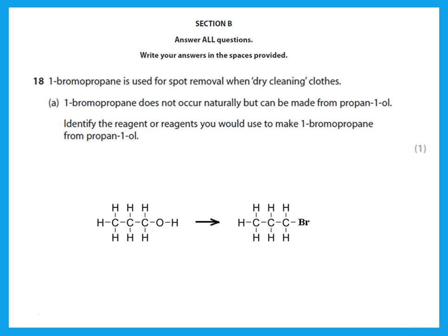So you're trying to replace an alcohol with a halogenoalkane. Which reagents should I use to replace the OH with a Br? Remember, you should have concentrated sulfuric acid and potassium bromide solution.